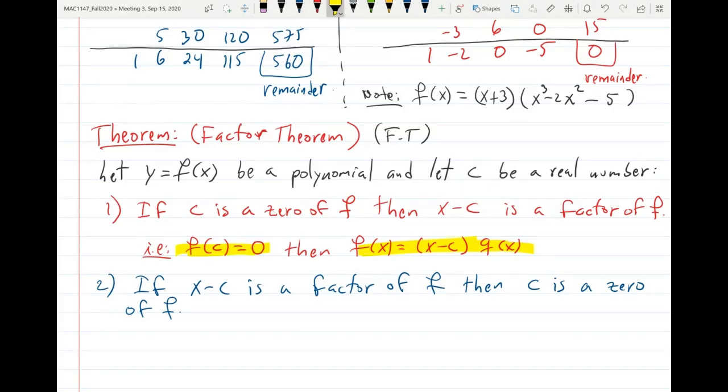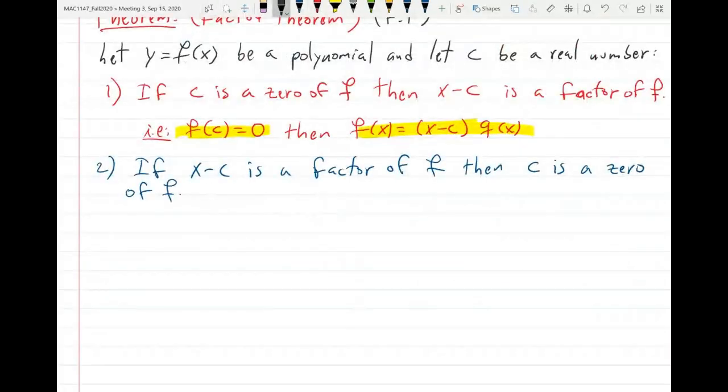We are going to be using it more in the sense of number 1, that you have your 0 and then you use it to come up with a factor for your function. Okay, questions? All right, so let's see. Let us do a quick example. Actually, a couple of quick examples here.